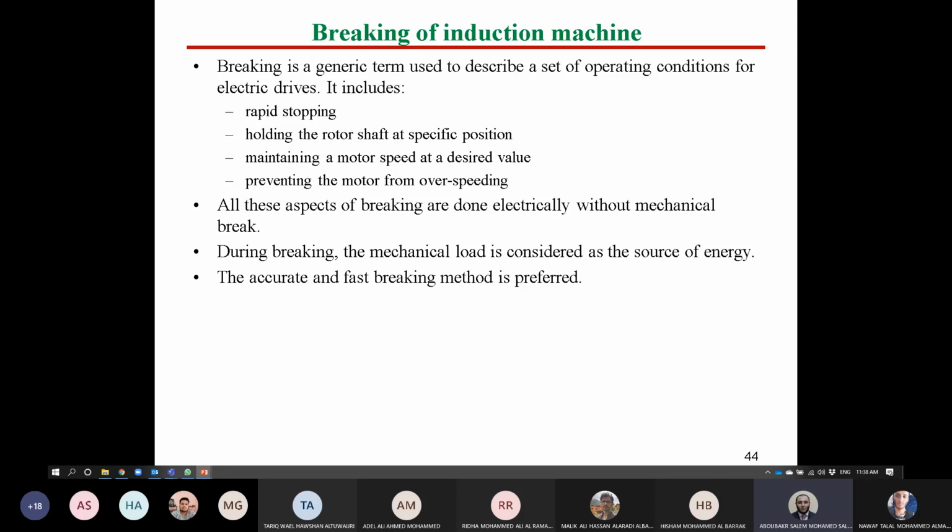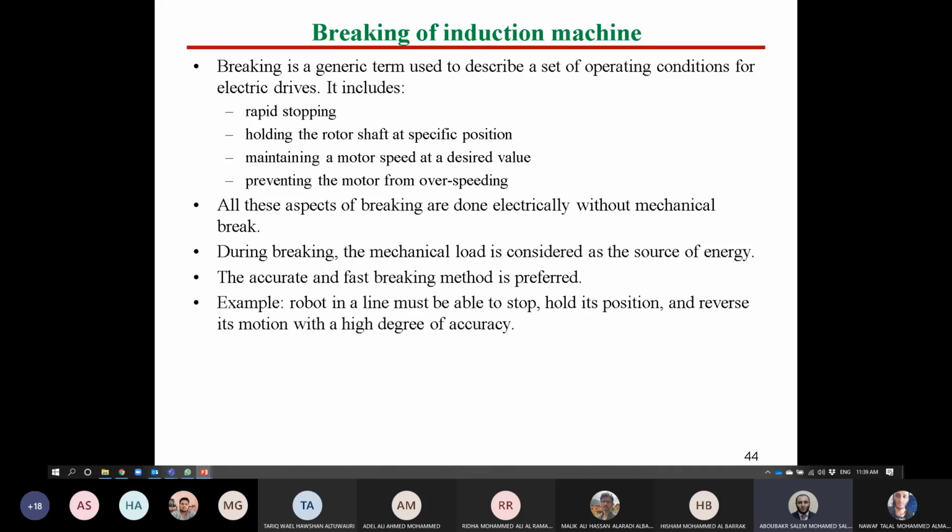The accurate and fast braking method is preferred. If you need to stop your car, for instance, you need to stop it very fast to avoid any accident. So if your braking technique is accurate and fast, this will be very good. An example for braking is a robot. A robot in a line must be able to stop the line, to hold the line at a certain position, or to reverse the motion. How can we do all of these? This can be done by using braking.